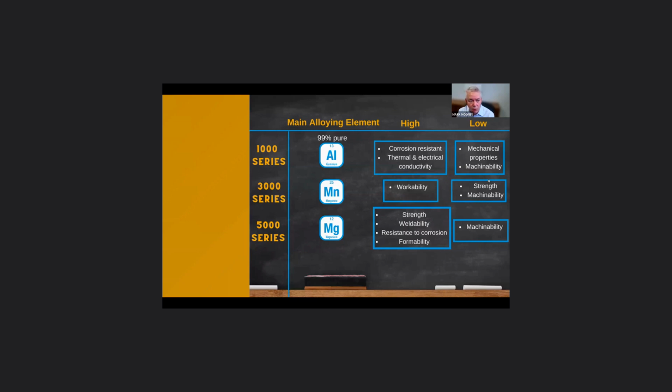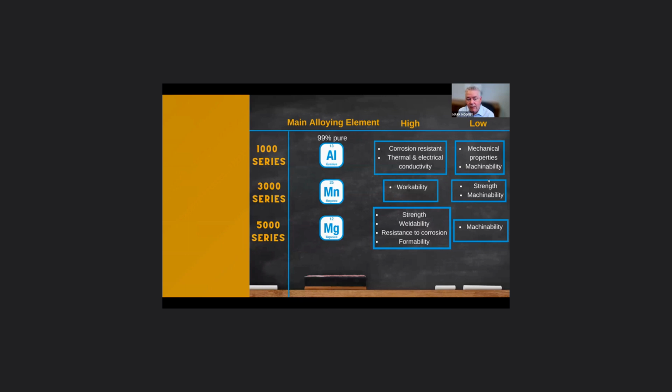Just real quick, the 1000 series is 99% commercially pure. That's going to be very soft and formable, so typically people are forming it. 3000 series, they're adding manganese to the mix. That's going to make it a little bit harder, a little bit stronger than a 1000 series. Excellent workability. 3003 is a common call out you might hear with that.